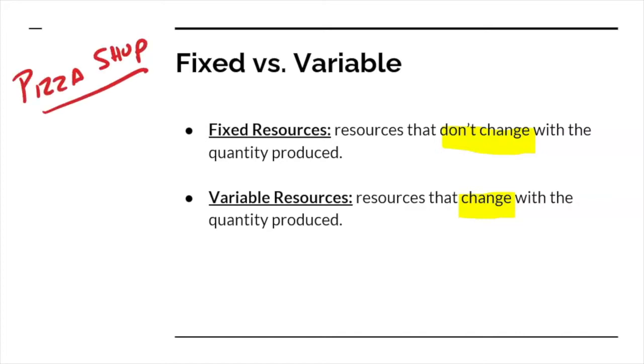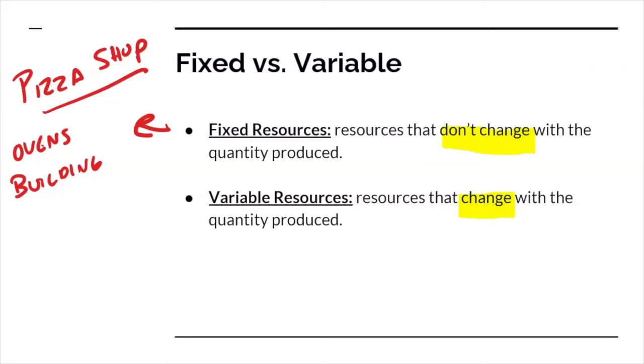Well, what are some of the fixed resources for the pizza shop? Well, here, some of the fixed resources are the ovens. It's just the building itself. And so here, no matter how many pizzas you produce, you're always going to have the same amount of ovens. You're always going to have that same building. Of course, in the long run, it can change, but we're talking about a moment in time. So in that specific moment in time, no matter if you produce 1 pizza or 1,000 pizzas, you're always going to have the same number of ovens. You're always going to have the same building.